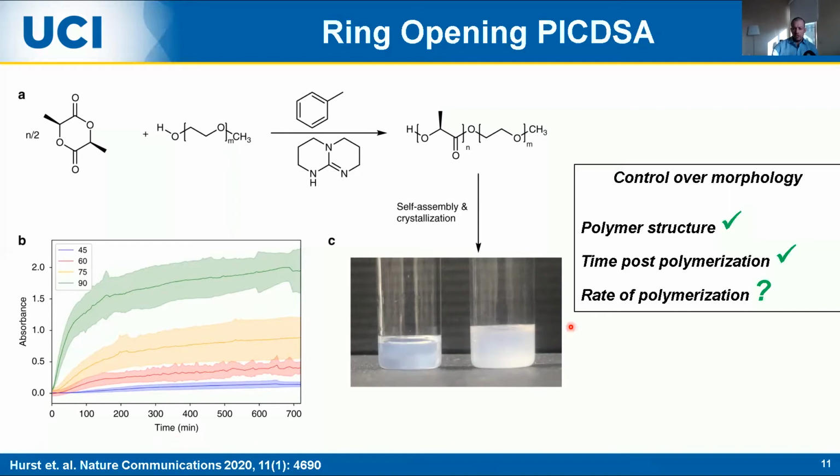So what that means is that in most PICDSA processes or in all other PICDSA processes, the only control you have over polymer structure, over the morphology, is the polymer structure. So if you want to make a different morphology, you have to make a different polymer. Whereas what Paul has shown here is we can add an extra dimension to this, which we can control the structure with also time post-polymerization. That's what I'll show you in the next couple of slides. I'm not going to get into it today, but we also believe we can control the structure with the rate of the polymerization as well, but that's something for another day.